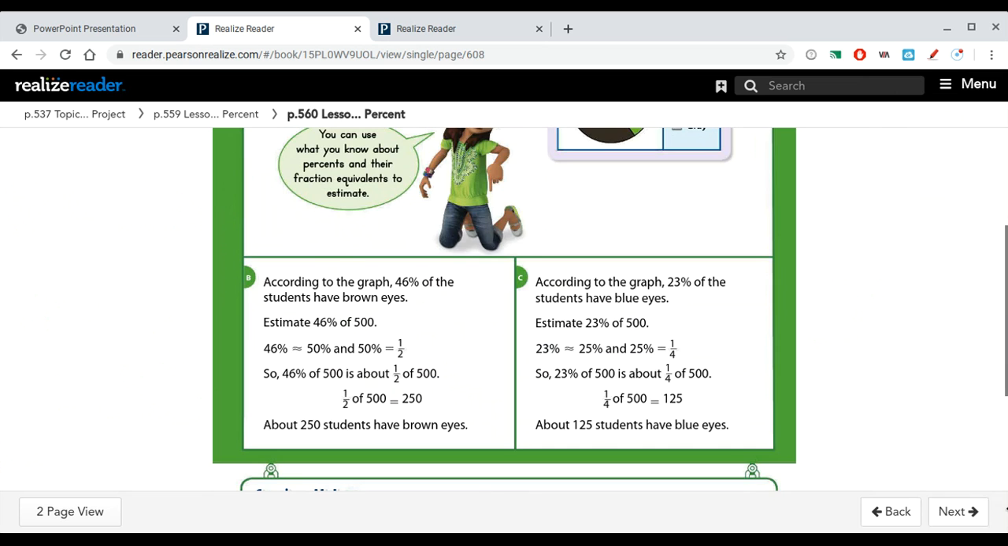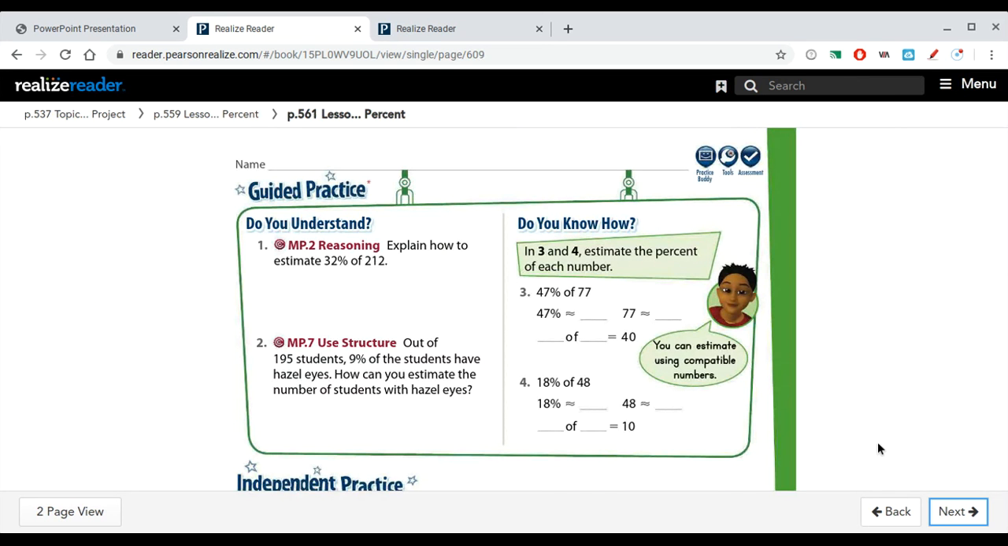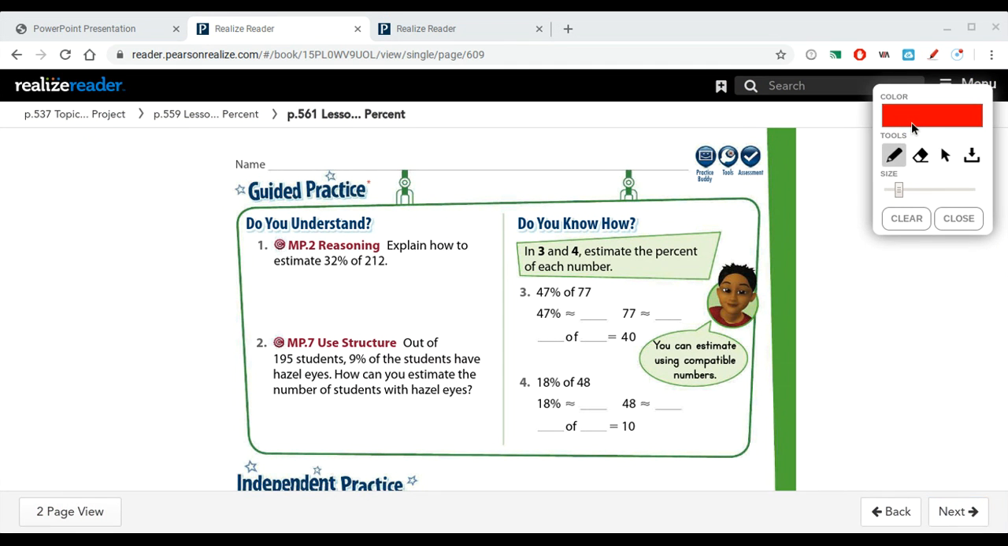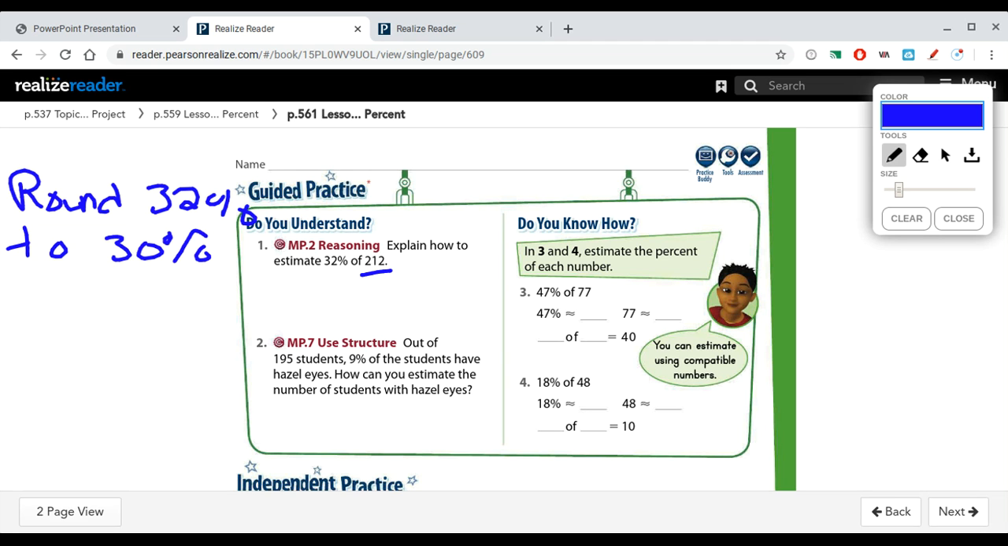Okay. All right, so moving into our guided practice. Explain how to estimate 32% of 212. So I'm just simply going to list out the steps that we would do to estimate. So the first thing I would do is I would round 32% to 30. And then I don't like 212. I want to do a compatible number. So I'm going to find a compatible number of 30 that's near 212. Well, that would be 210. So I'm going to round 212 to 210. So I rounded that down to the nearest whole number.